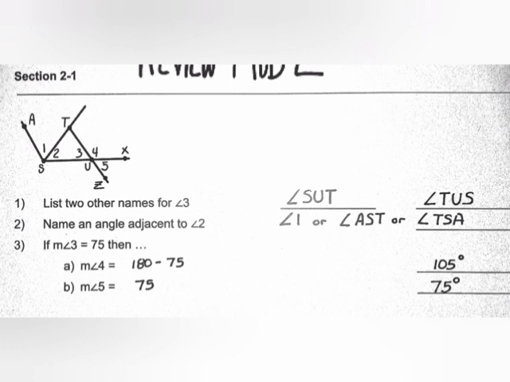For problem 3, we are given an angle measurement of 75 degrees, and they want to know what the measure of angle 4 and the measure of angle 5 is. Angle 4 is a linear pair. That means angle 3 plus angle 4 equals 180 degrees. So, to find the measure of angle 4, we take 180 degrees and subtract 75. That's 105 degrees. Angle 5 is a vertical angle with angle 3. That means they are the same size. So, if angle 3 is 75 degrees, that means angle 5 is 75 degrees.